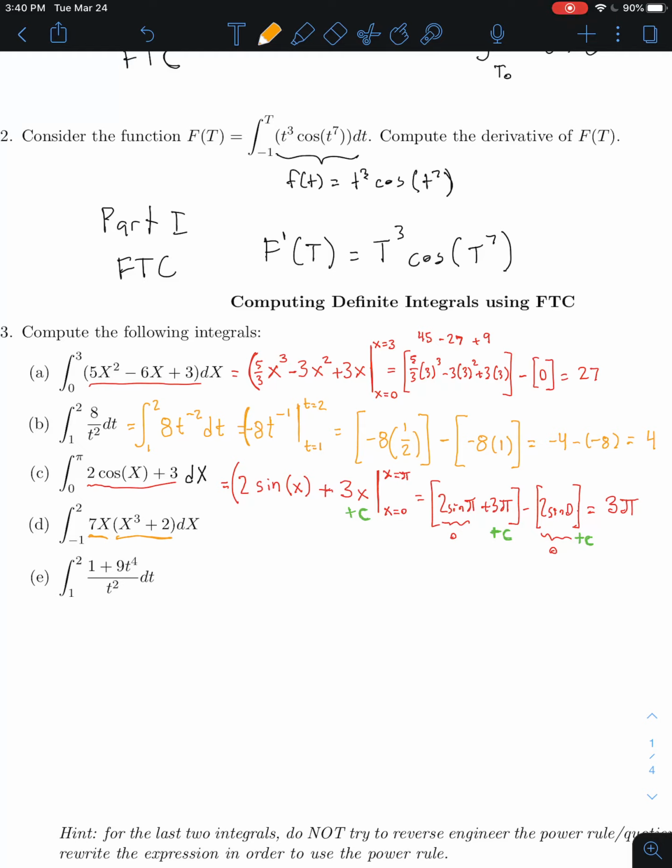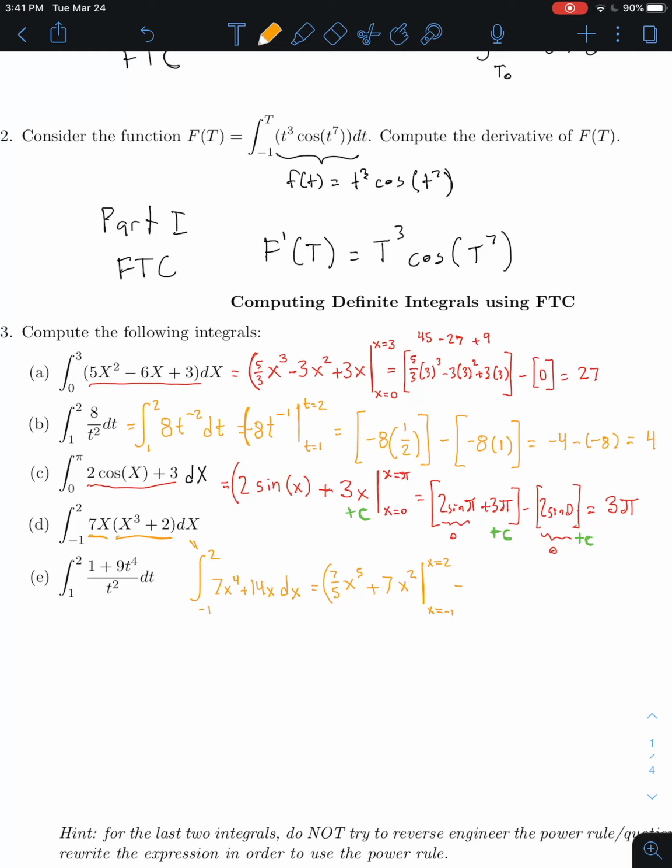And in this case, we can just distribute the 7x through the x cubed plus 2 to rewrite the integral as 7x to the 4th plus 14x. Right? And now each of the terms of this new function are just powers, so we can use the power rule. So doing that, we get x to the 5th, and then divide by 5, and then x squared, and divide by 2. And we're evaluating this from -1 to 2.